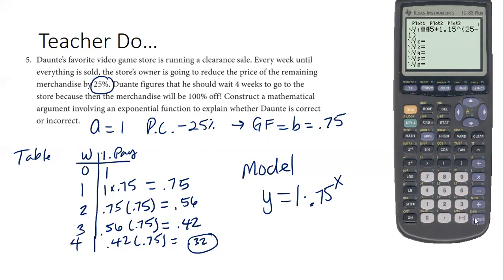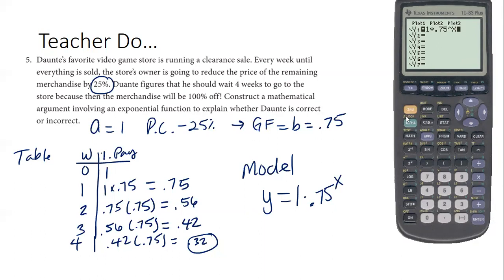What's the likelihood of this company having a sale that long? Slim, but let me clear my calculator. Second plus 7, 1, 2. So I'm going to go to y equals, and I'm going to put in 1 times 0.75 to the x. Miss, when I did that earlier, I tried to plot and it didn't work. I don't know what you did.